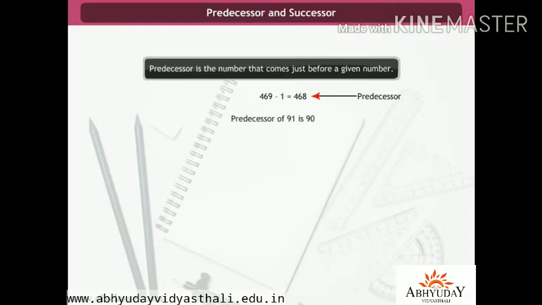We say that 468 is the predecessor of 469. In the same manner, predecessor of 91 is 90. Predecessor of 544 is 543. Predecessor of 25 is 24. Predecessor of 82 is 81.